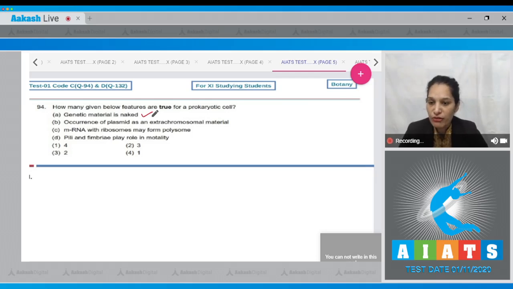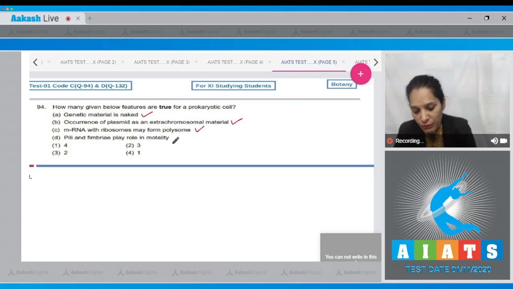B. Occurrence of plasmid as an extra chromosomal material. It is also true that there is a plasmid which is an extra chromosomal material which contains genes which are not essential for the vital functions but they provide either resistance to the antibiotics, help in fertility, etc. C. mRNA with ribosomes may form polysome. It is also true that when a single mRNA has many ribosomes attached to it, it can form the polysome or polyribosome. D. Pili and fimbriae play role in motility.